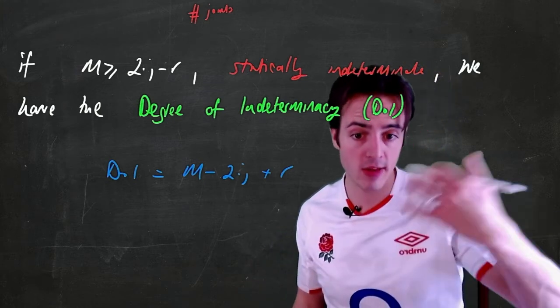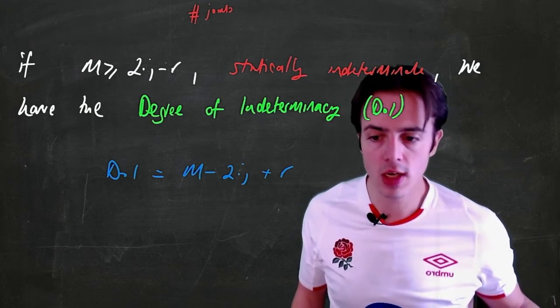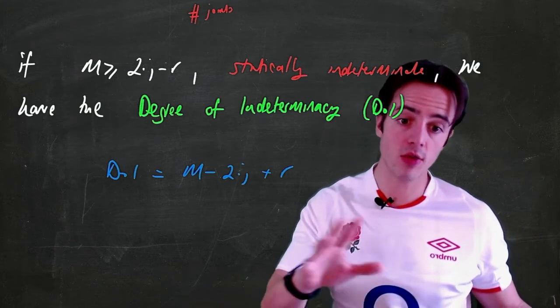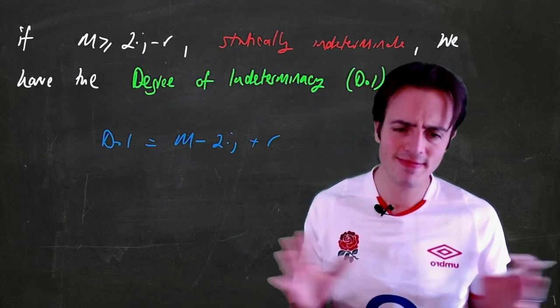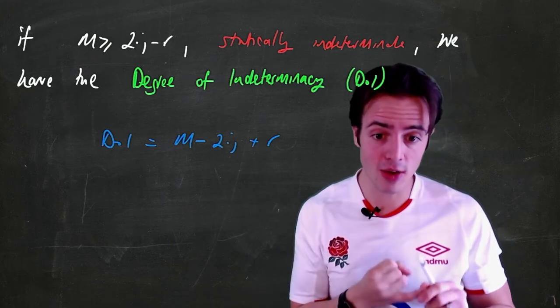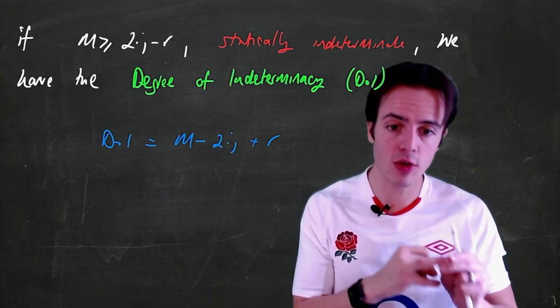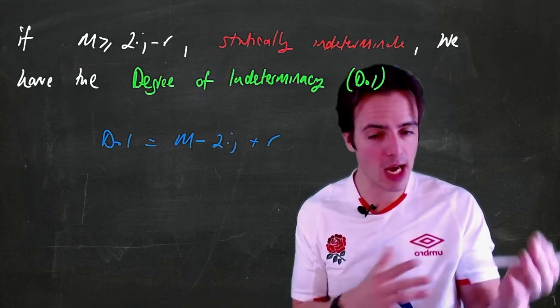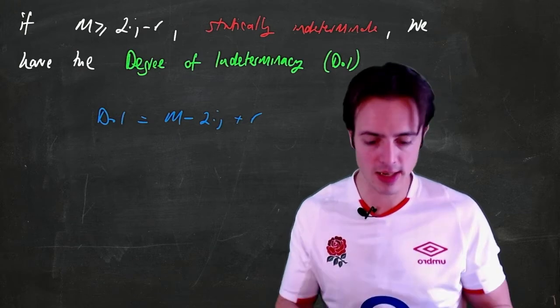Either it's going to be 0 or 1, and if it's just 1, we can use the force method. We're going to use this to determine the external redundant reaction or an internal redundant force. Okay, so how do we know which is which? Well, it depends whether the problem is externally or internally indeterminate.